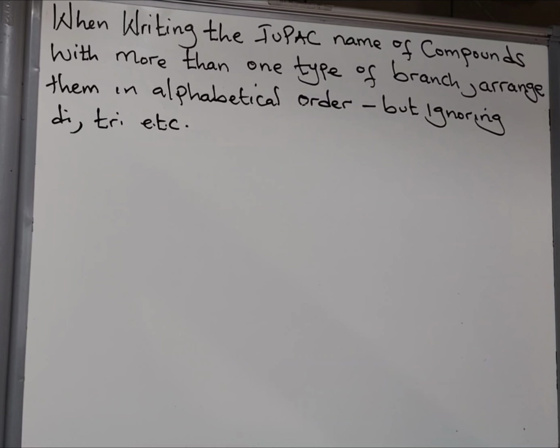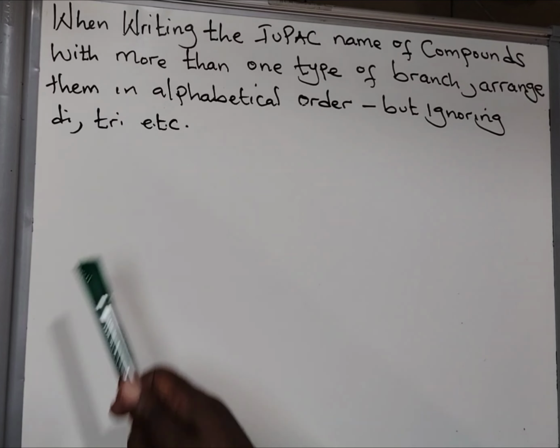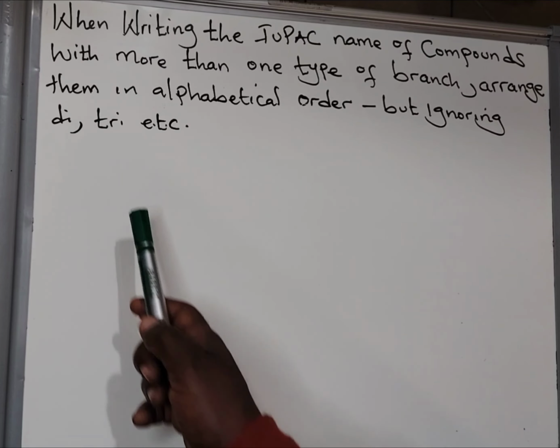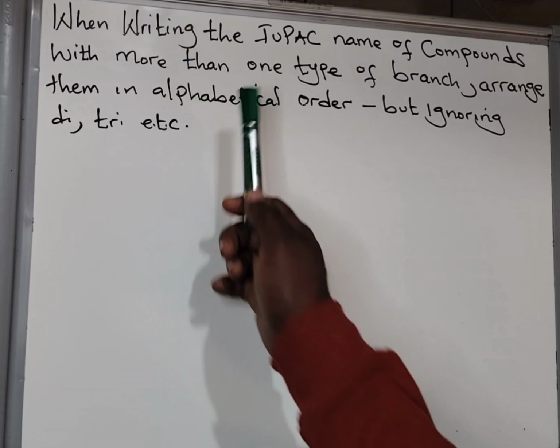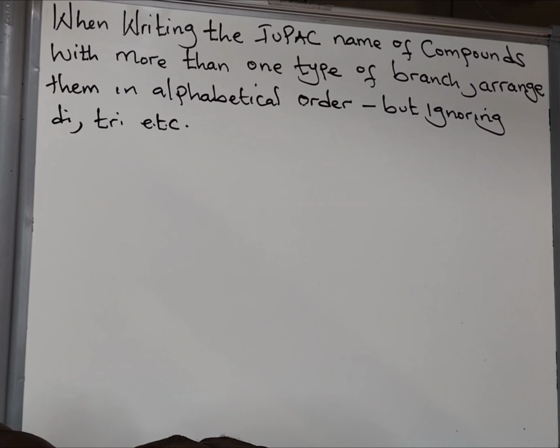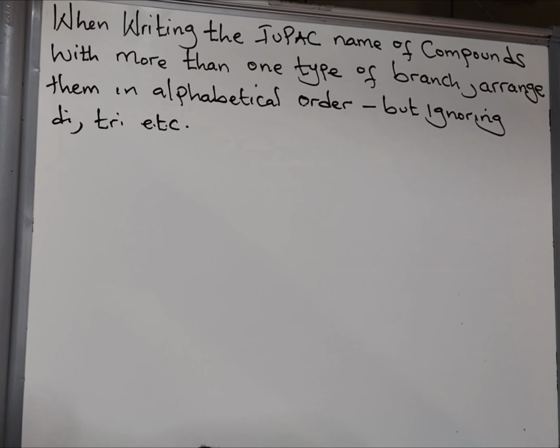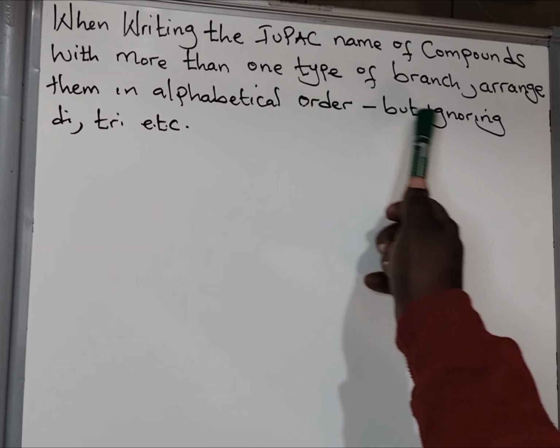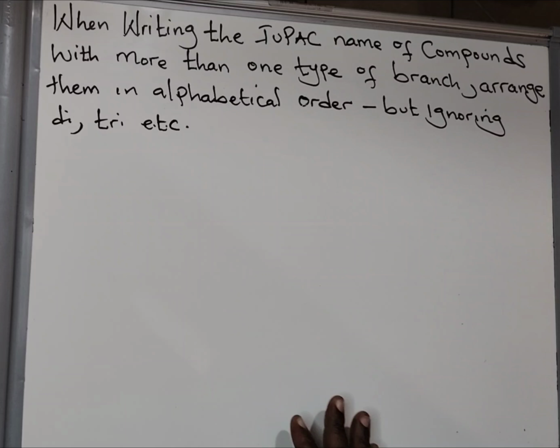Yes, we are still continuing with naming or nomenclature of organic compounds. And here we are. This rule says that when writing the IUPAC name of compounds with more than one type of branch, arrange them in alphabetical order, but ignoring di, tri, etc.